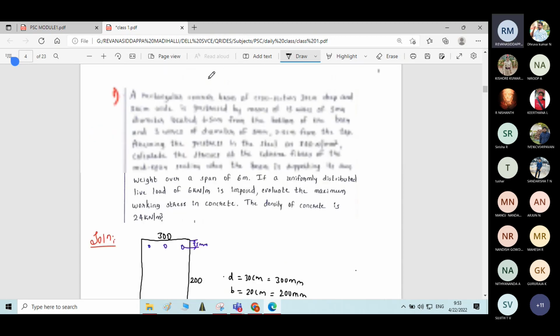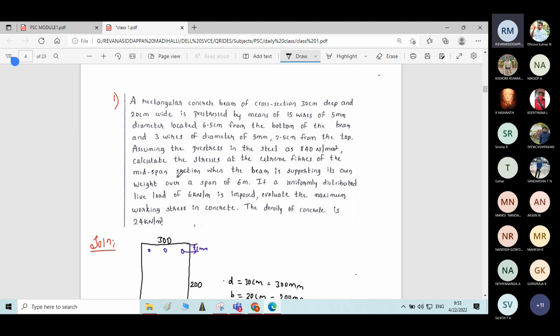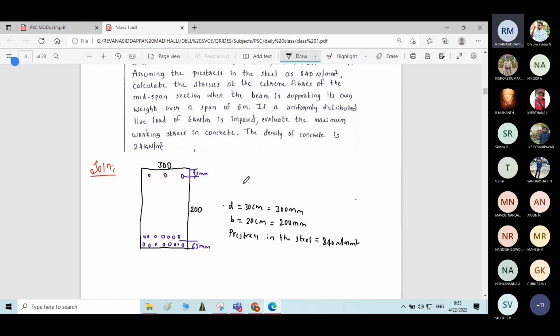840 Newton per mm square. Calculate the stresses at the extreme fibers of the midspan section when the beam is supporting its own weight over a span of 6 meter, length of the beam is 6 meter. Then, if a uniformly distributed live load of 6 kN per meter is imposed, evaluate the maximum working stress in the concrete.